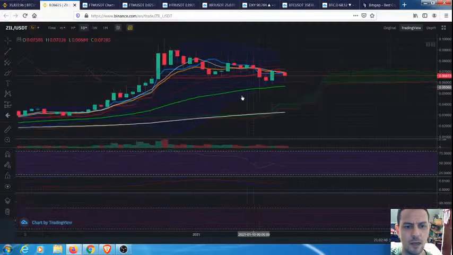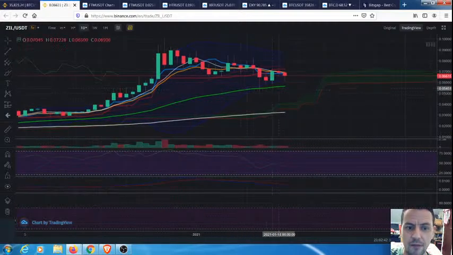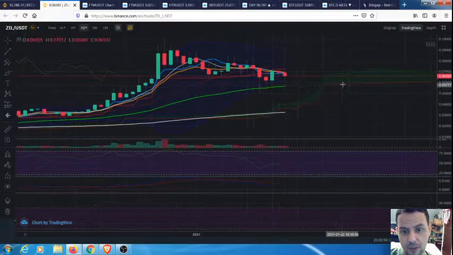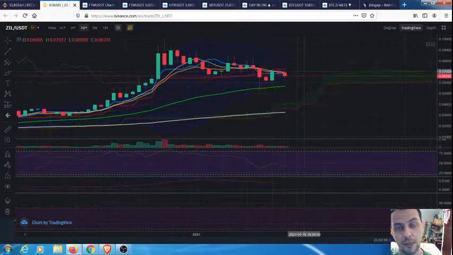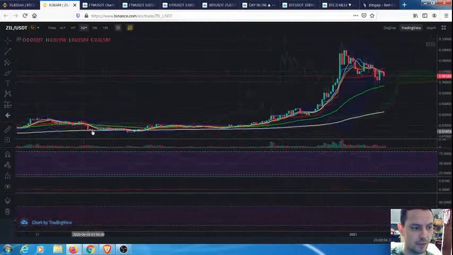Just give it time and see how it behaves on the green 50 exponential moving average. If these moving averages start to cross below it, I wouldn't get too concerned, but I wouldn't want to pick it up until it's shown this exponential moving average as support, and then a continuation of support like we've had in the past.